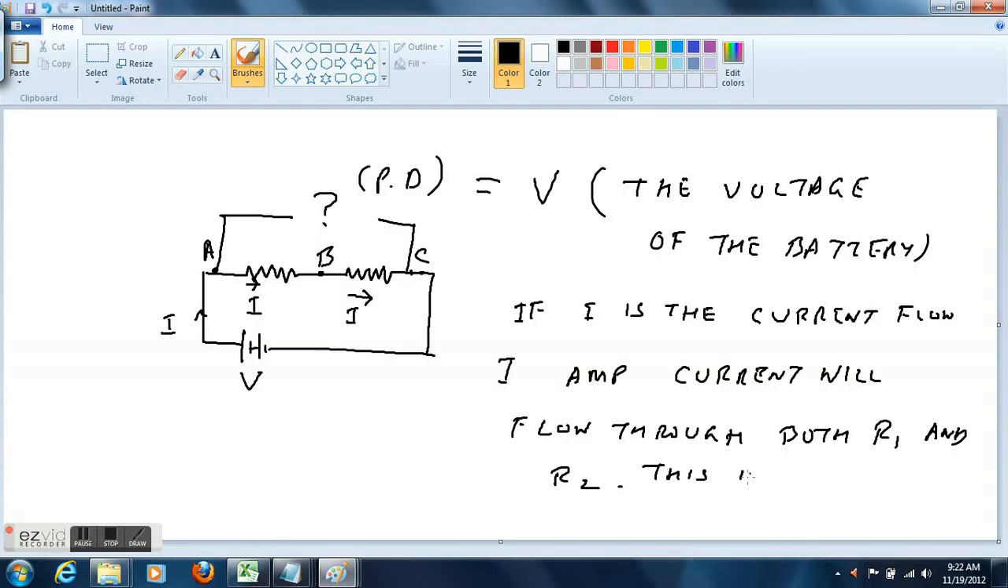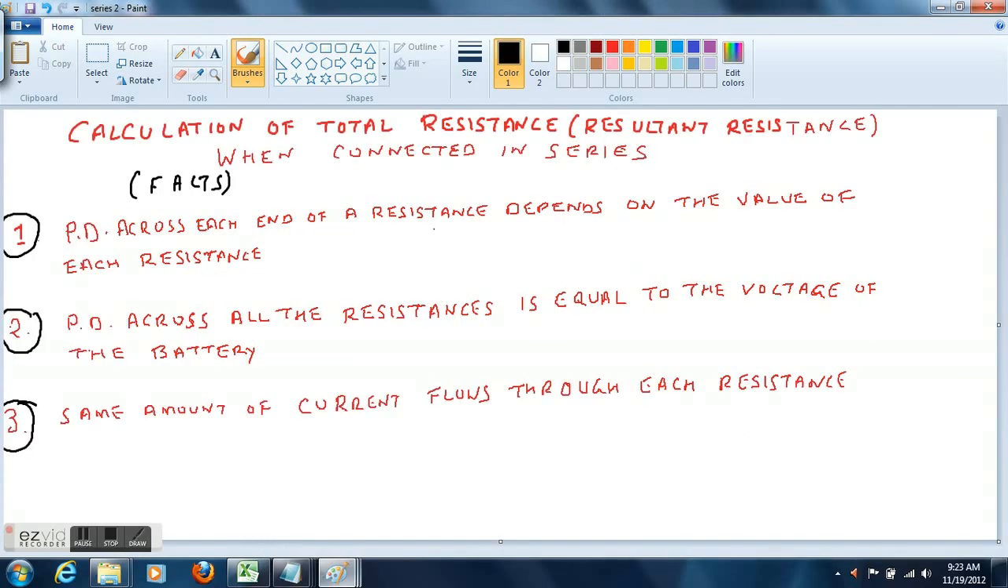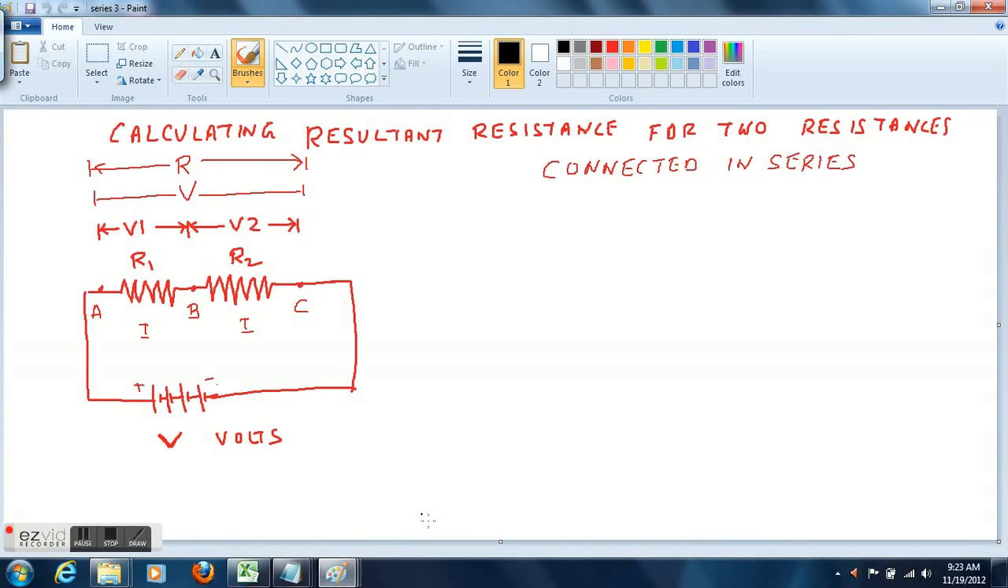So these are the three facts we should try to understand, and based on that we will be doing some more studies on the properties of resistances when they are connected in series. This is true not only for two resistances, but for any number of resistances when they are connected in series. Whatever is true for two resistances in series, the same is true for any number of resistances connected in series.